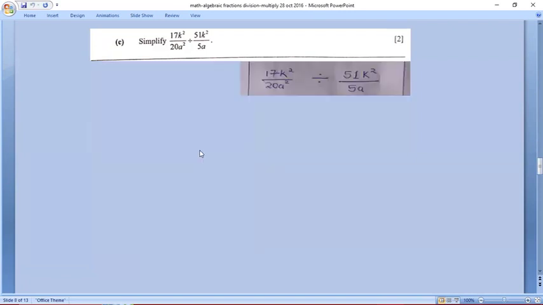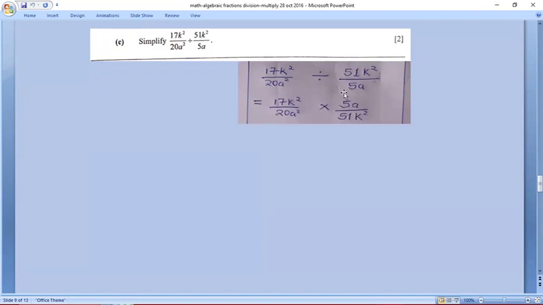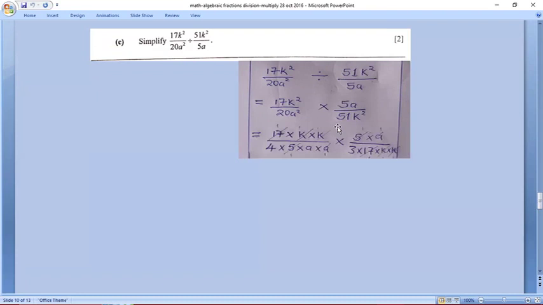Okay, let's use another method. So we've copied the same question again. Again, we will flip the second part. For us to change it into multiplication, the second part has to be flipped. The denominator becomes the numerator and the numerator becomes the denominator. So that becomes multiplication. From there, we express each term as a product of its factors.